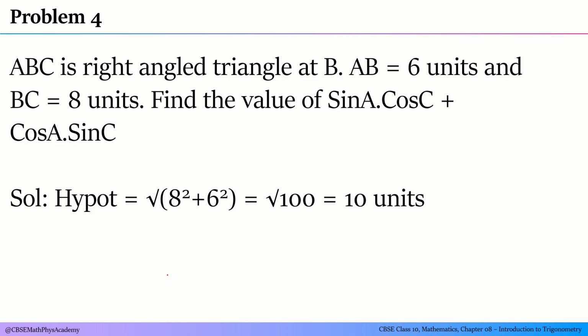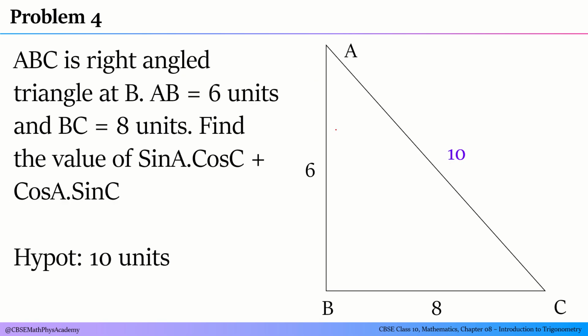Then you have problem 4. ABC is a right angle triangle at B. Note this point, at B it should have been 90 degrees, and they have given you the length of AB and the length of BC, and you are required to find out the value of sin A cos C plus cos A sin C. When given something like this, first draw a diagram.